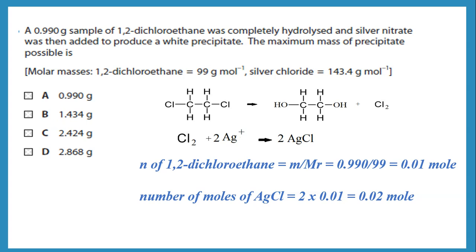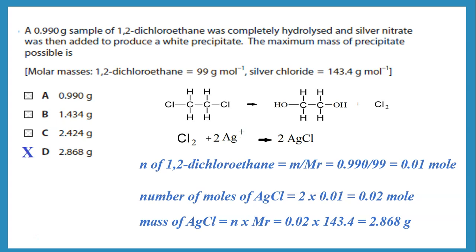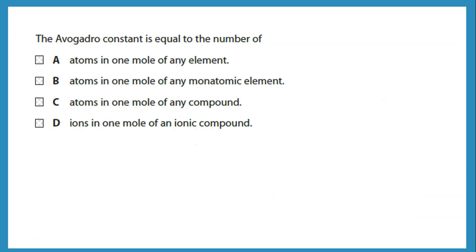Now I have the number of moles. What are we supposed to get? We're supposed to get the mass of AgCl. Remember, the precipitate is that of silver chloride. So number of moles times the Mr of silver chloride gives me this mass, 2.868 grams of precipitate. Are we following? Okay.